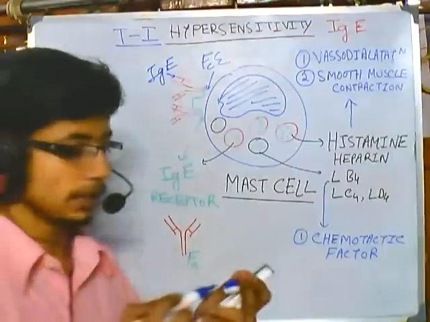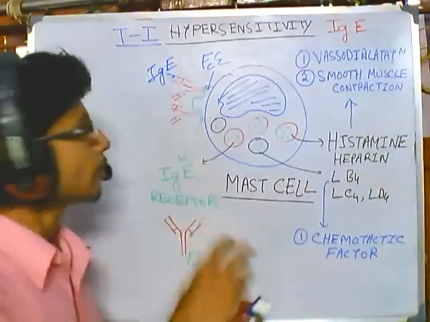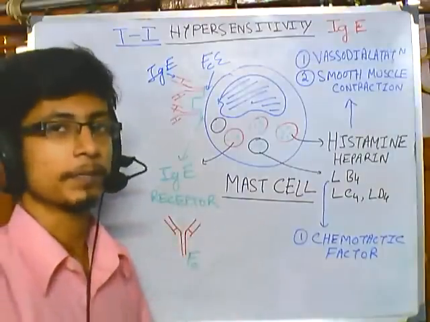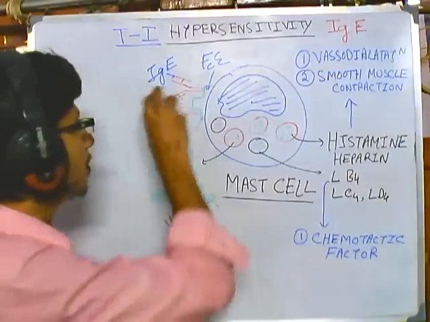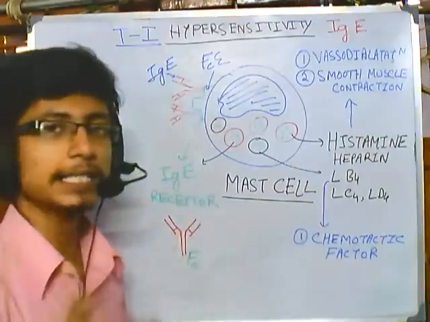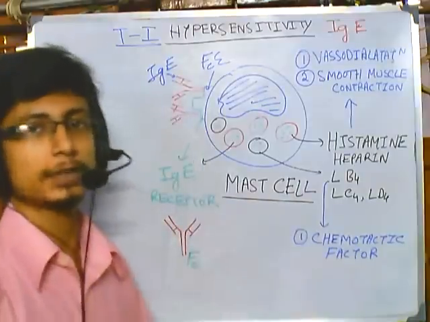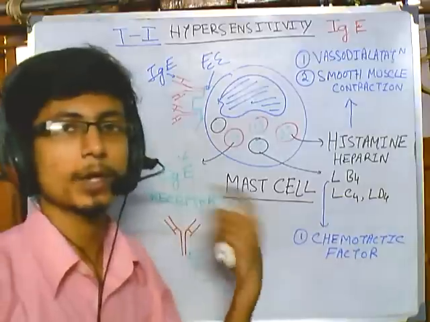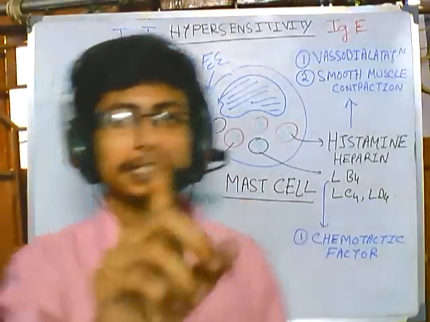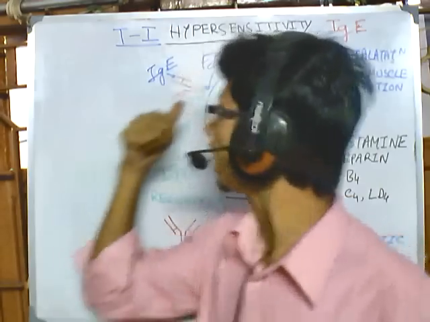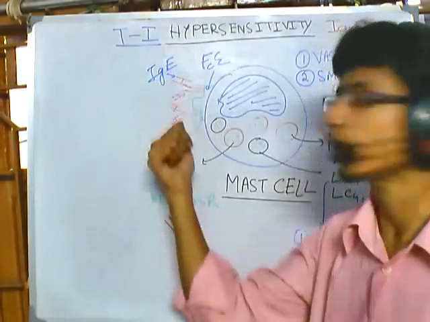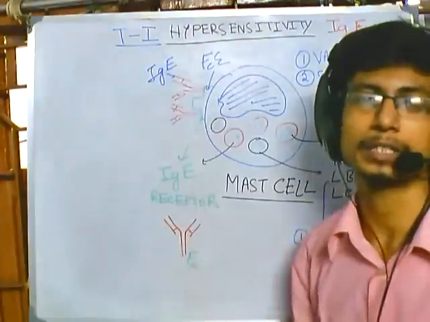So two IgE are coming and sitting onto the Fc epsilon receptor, but this is not it. This is not yet done. They need to be cross-linked with each other. And what makes them cross-linked? Here comes the interesting part. It is the allergen which is responsible for cross-linking these IgEs with each other.